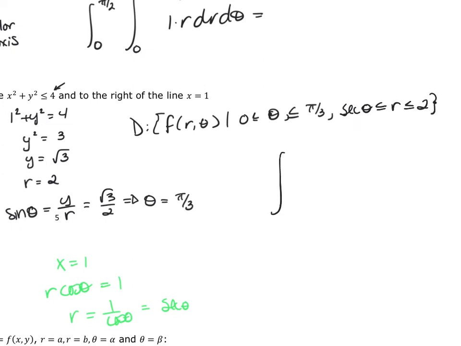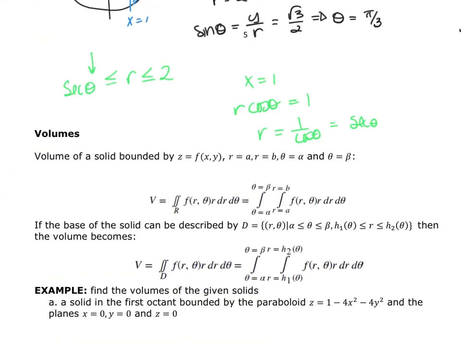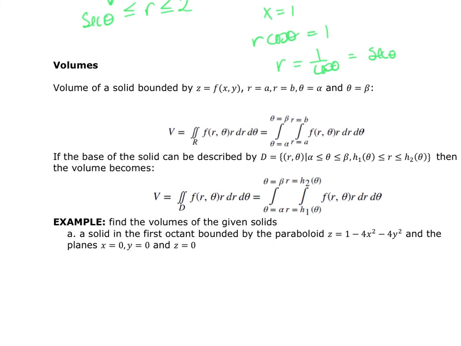My integration is going to be from 0 to pi over 3, from secant of theta to 2, and then it's r dr d theta, and of course I'll let you finish off that integration. The next thing we get is the volume, so this is going to be the more interesting stuff.